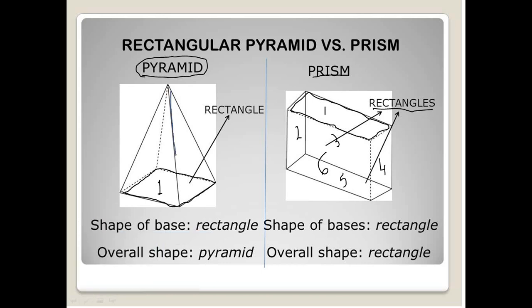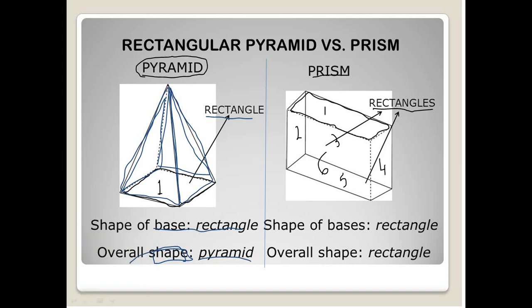This is a triangle, and at the back there is another triangle, as you can see it, and here as well there is another triangle, and in the front there is another triangle. So it has 4 triangles and only the base is made up of a rectangle. So only here the base is a rectangle, right? And the overall shape is a pyramid.